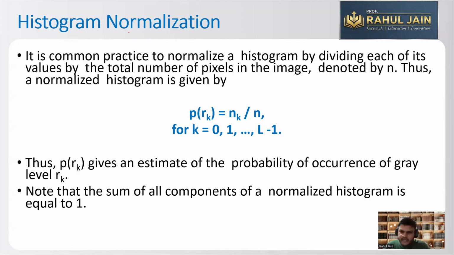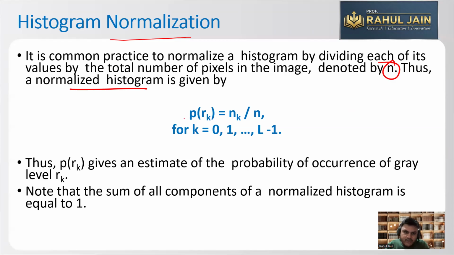And here in this session, we are going to discuss histogram normalization. If we talk about image enhancement techniques, then histogram normalization is a common practice to normalize a histogram by dividing each of its pixel values by the total number of pixels in the image, which we can represent by n. Then we get a normalized histogram.